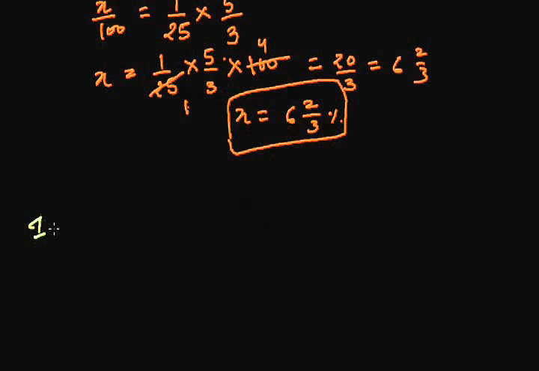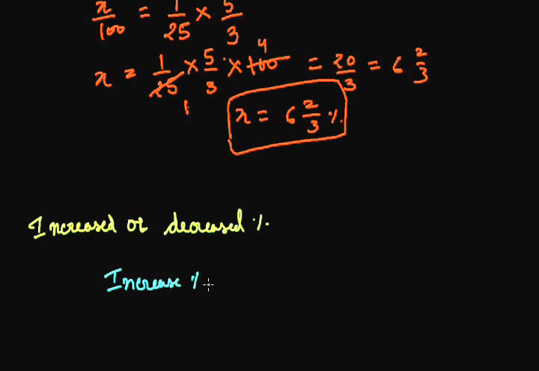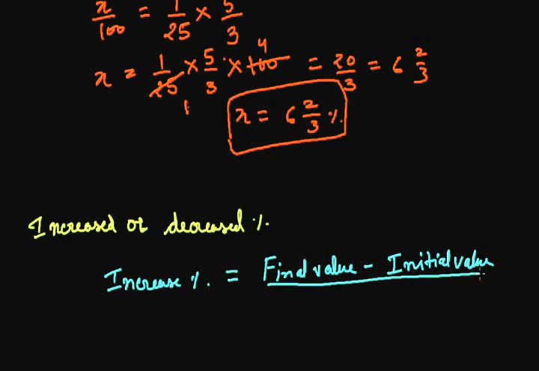Next is increased or decreased percent. Now increased percent is equals to final value minus initial value, whole upon initial value, into 100. Whenever we calculate percentage with respect to anything, we mostly find it with the initial value.